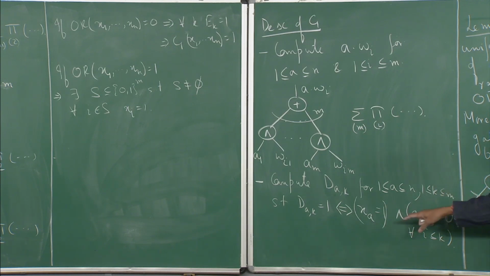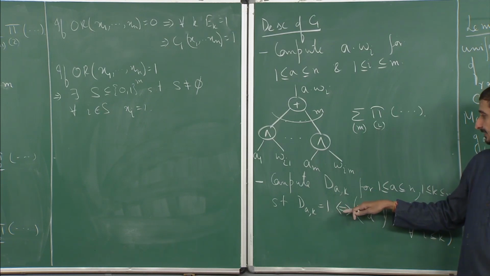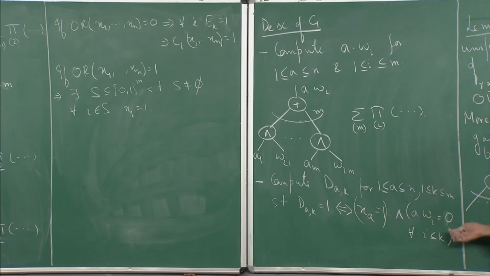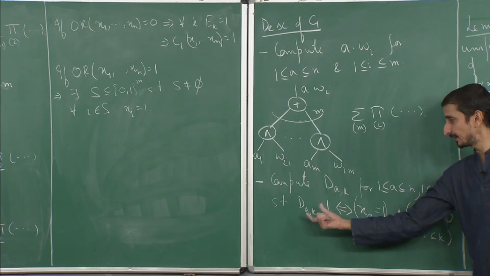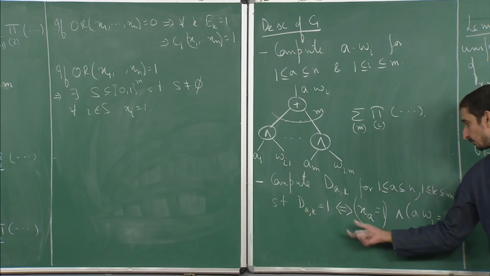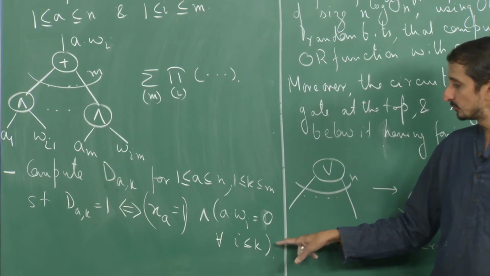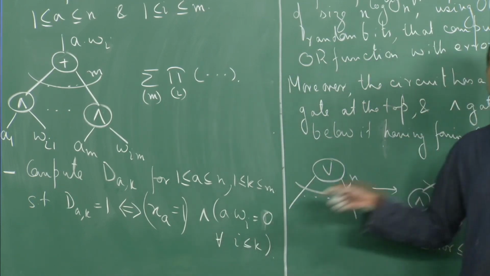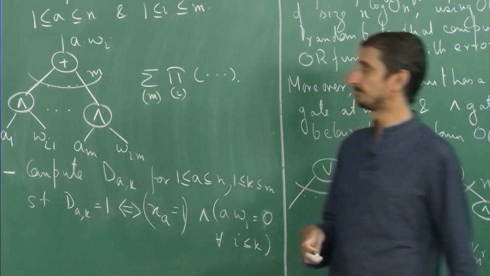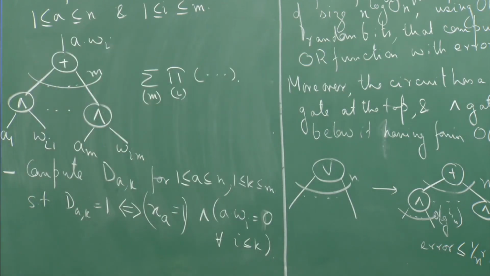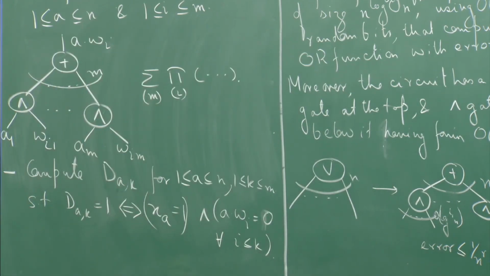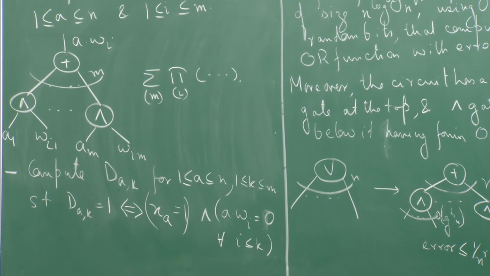There is some k for which D_a^k will be equal to 1, because a dot w_i will be equal to 0 for all the i's up to k. That will happen with probability at least 1/4. So if i is in S, then this holds.